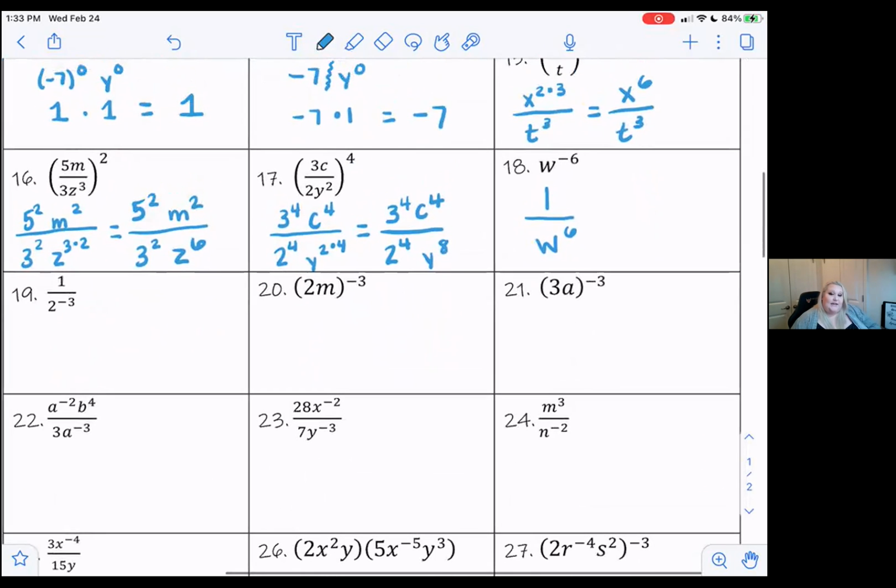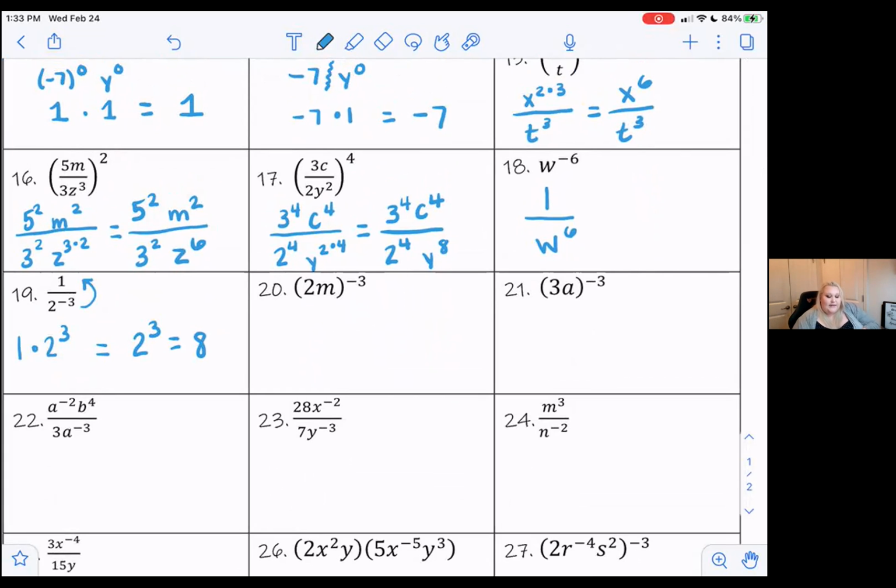For number 19, we've got a negative exponent on the bottom. That means it needs to flip up to the top. So now it's 1 times 2 to the positive third. Because we've moved that negative exponent to the top of the fraction, it's no longer a negative, it becomes a positive. So my final solution, because anything times 1 is itself, would be 2 to the third power. Or again, you could simplify it just to 8 if they asked you for standard form.